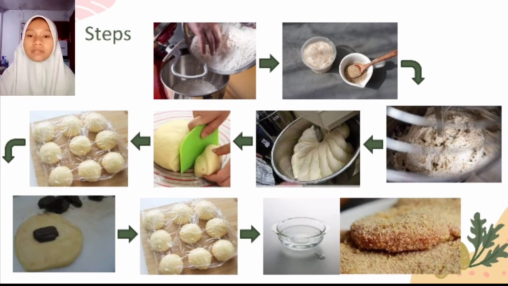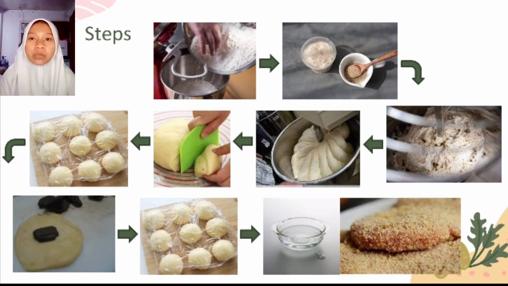Divide and weigh the dough as much as 925 grams. Round it up. Divide the dough using a scale, 25 grams each. Round the dough and ferment it at room temperature for 15 minutes. Cover with transparent plastic. Fill the dough with chocolate. Shape the dough into an oval shape. Ferment it at room temperature for 15 minutes.